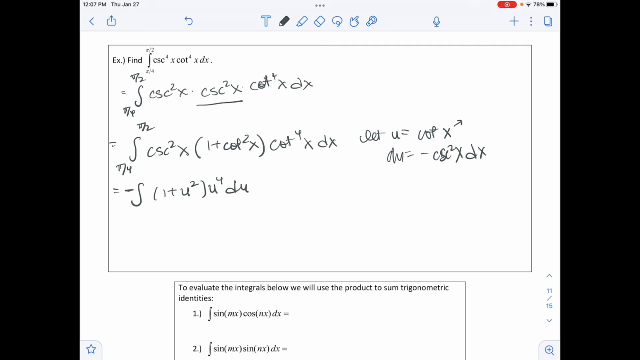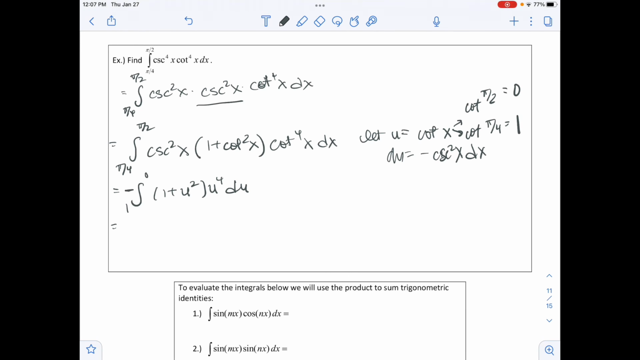So in order to do that, I need to find cotangent of my upper limit of integration, which was pi over 2, and cotangent of my lower limit of integration, which was pi over 4. And so cotangent of pi over 2 is just going to be equal to 0. And cotangent of pi over 4 is just 1, since sine and cosine are the same there. And so I'm going to be integrating from 1 to 0.